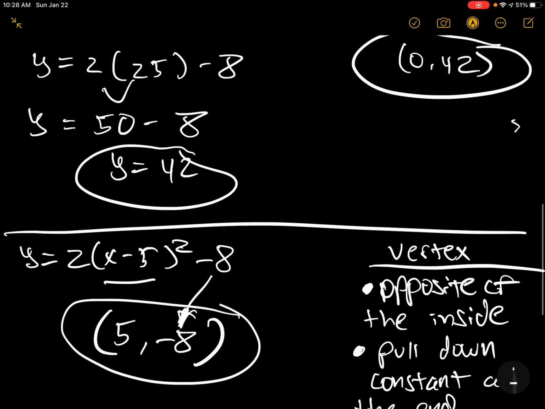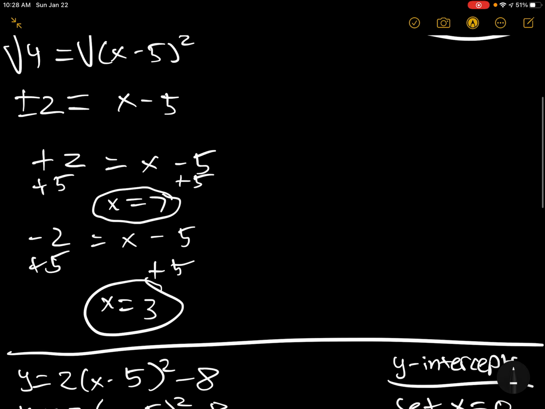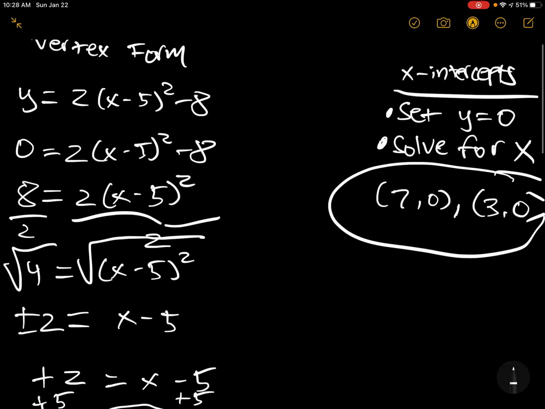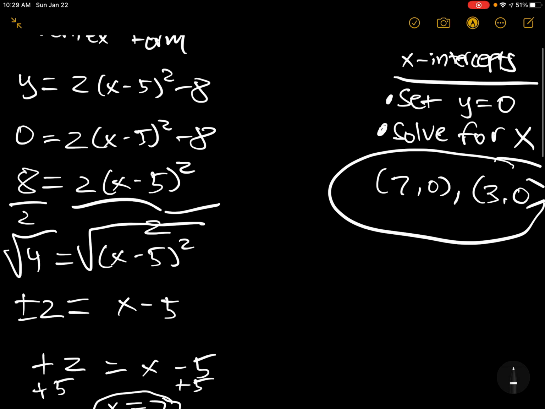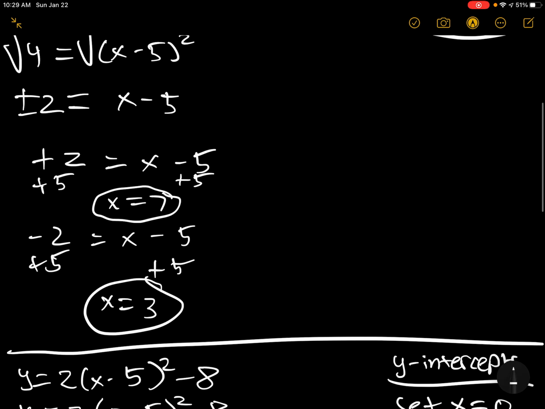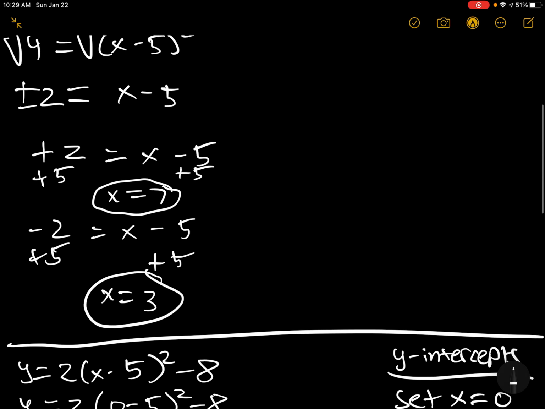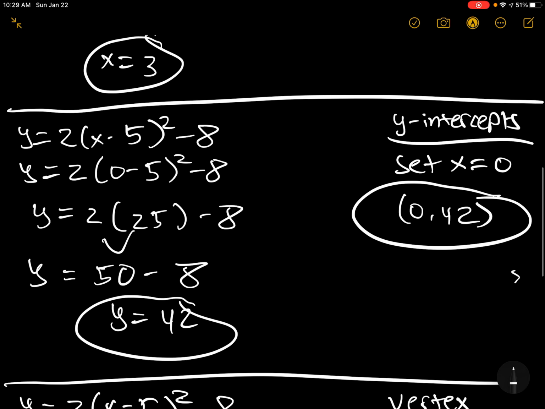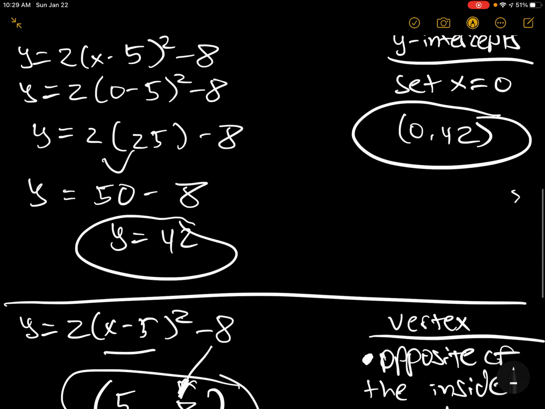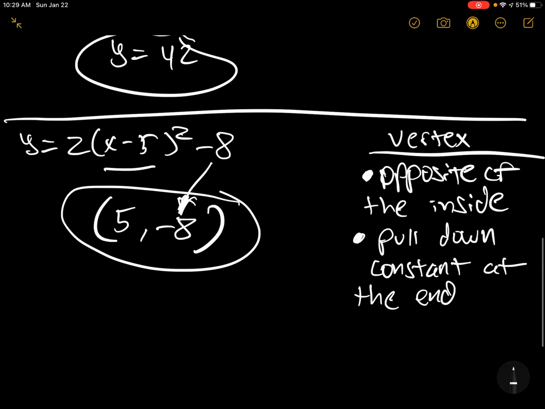So let's recap this. We found our x-intercepts in vertex form right here by doing some algebra, setting y equal to 0, and then solving for those x values. For y-intercepts, we did a similar thing: set x equal to 0 and just solve for y, and we get 42. And for the vertex, we took the opposite of what's on the inside, and just pulled down the constant, and we get (5, -8).